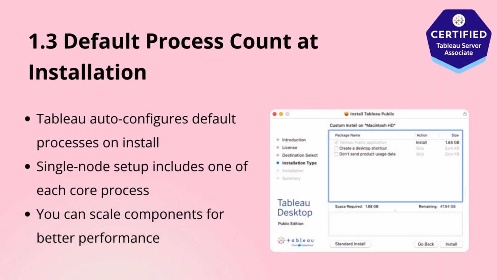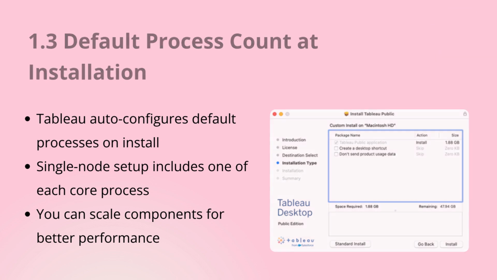When you first install Tableau Server, a default set of processes is provisioned. On a single node installation, Tableau automatically configures a reasonable number of each process based on available resources. For example, you'll typically get one backgrounder, one VizQL server, one application server, and so on. However, Tableau Server supports multiple instance processes, meaning you can scale out certain components, like adding more VizQL or backgrounder instances, to improve performance under heavy load.